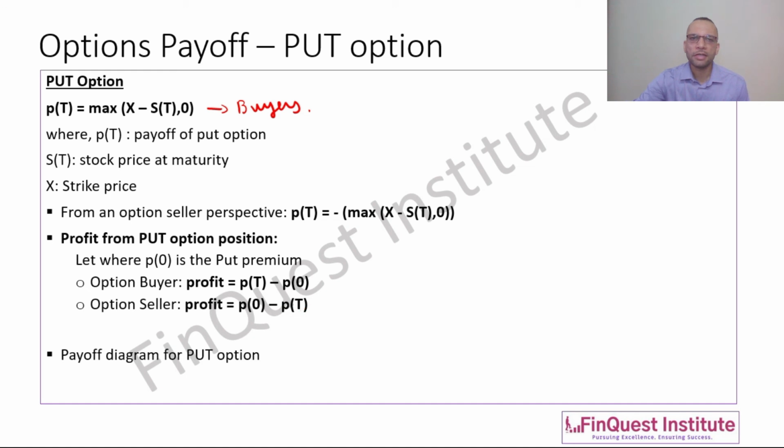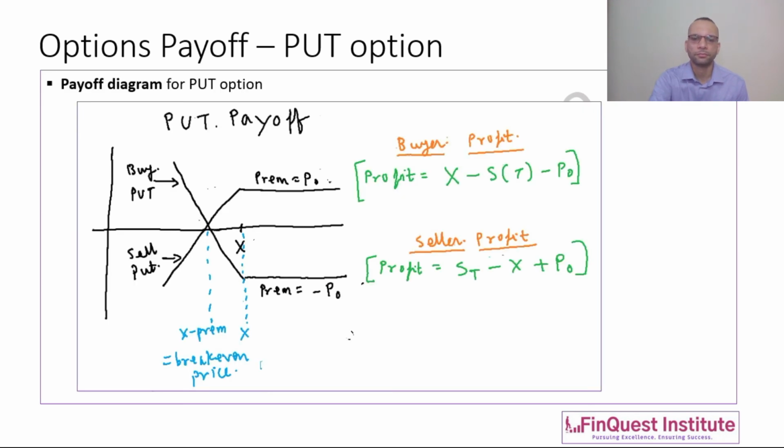Now let's try to understand a payoff diagram for a put option, something similar to what we had discussed for a call option some time back. So the payoff for a put option, we'll understand it both from a buy and a sell put position. So understanding the buy put position first.